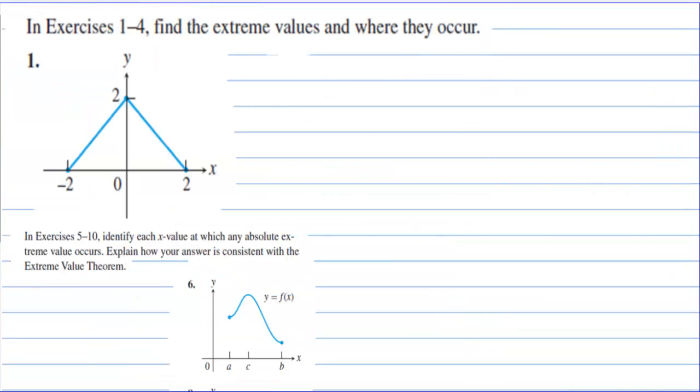In exercises 1 through 4, find the extreme values and where they occur. Well, these all look like closed dots to me. So we have a maximum of 2 at x equals 0 and a minimum of 0 at x equals plus or minus 2 for this one.